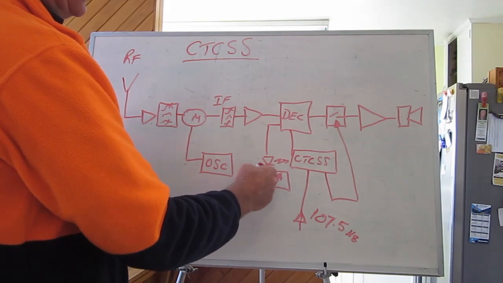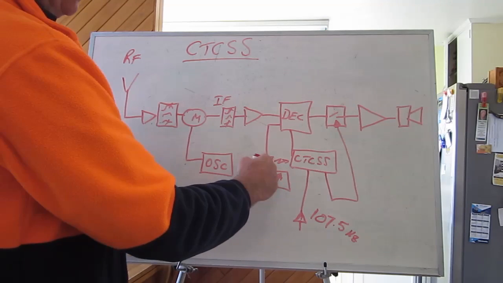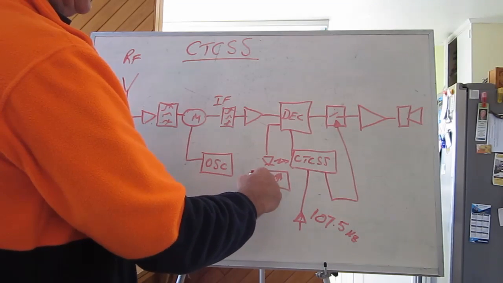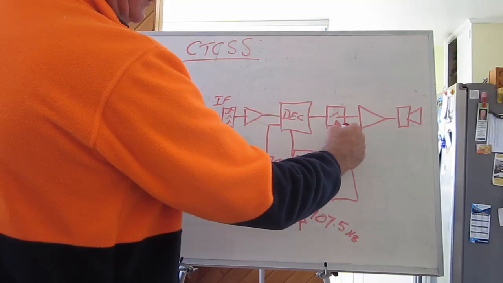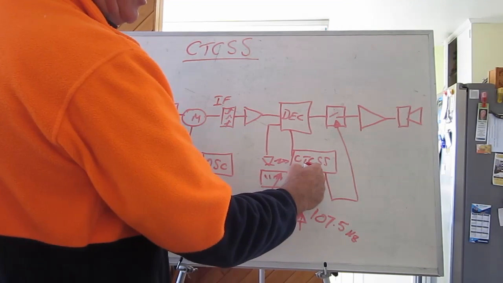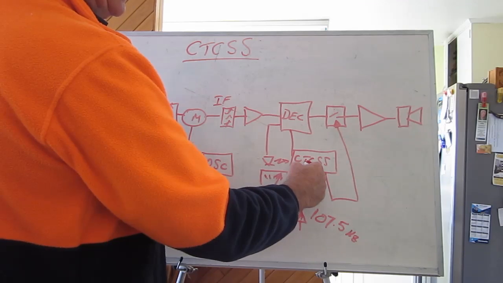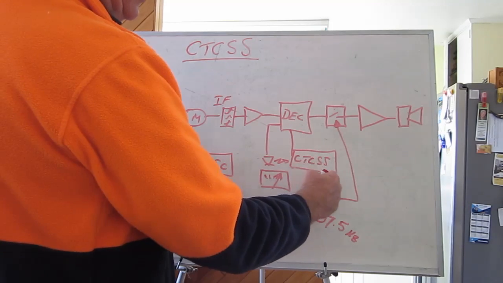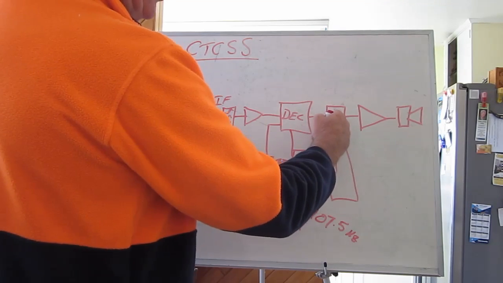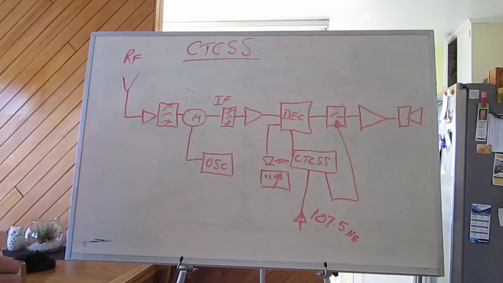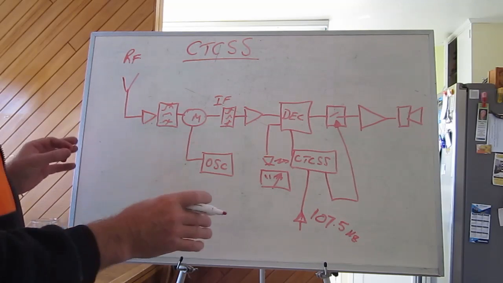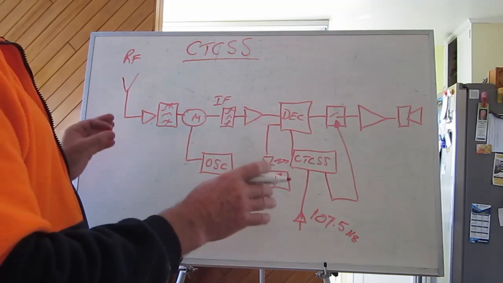these are the indications that tell you whether or not you've got a signal there or whether or not you've got adequate signal strength. But the audio doesn't turn on until the correct tone is detected. Once that tone is detected, then the audio turns on, this switch closes, and you get audio out of the speaker. That's generically how CTCSS works. So it's a tone control of the receiver.